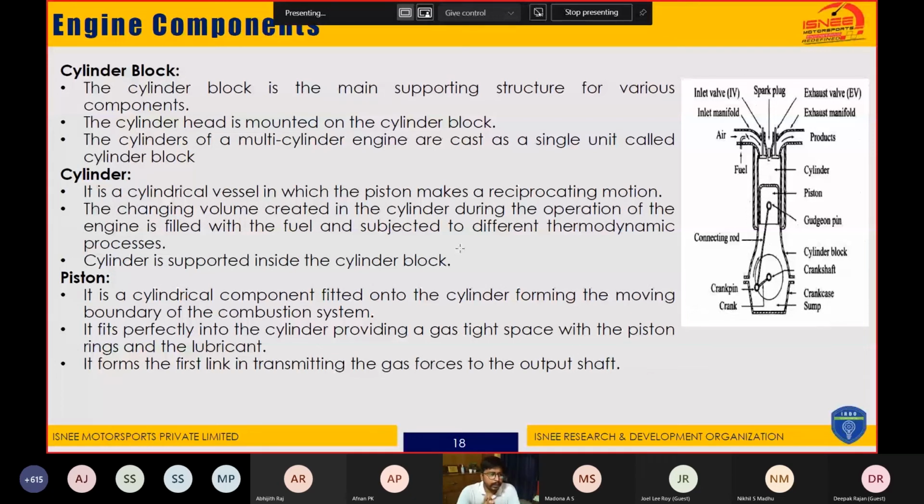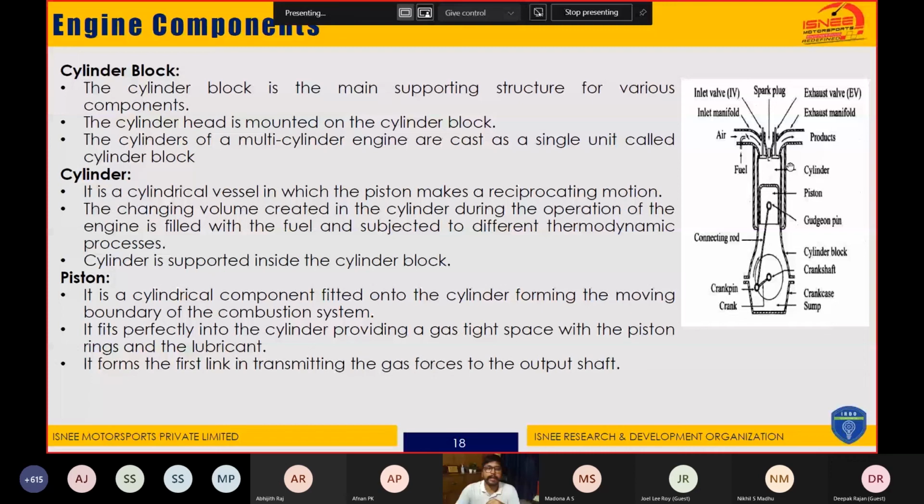So the piston is a cylindrical component fitted onto the cylinder, forming the moving boundary for the combustion system. Moving boundary means between the top dead center and bottom dead center. We will have the discussion of top dead center and bottom dead center also. Just don't bother, let me read out the definition for a moment. Top dead center means here, the top, and bottom dead center means here. So this is the boundary for the combustion system. It works as the bottom boundary for the combustion system, the piston.